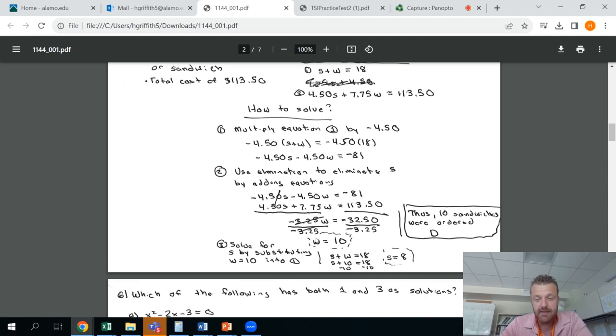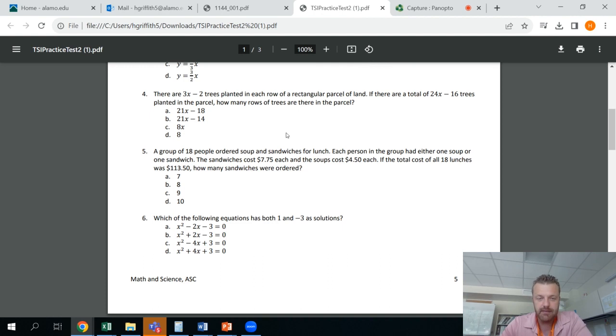If you solve for W, you get that W is equal to 10. And then by definition, if there were 10 sandwiches and in total there were 18 sandwiches and soup, there would be 8 soup available. So the answer there is that there are 10 sandwiches, and that is answer D.